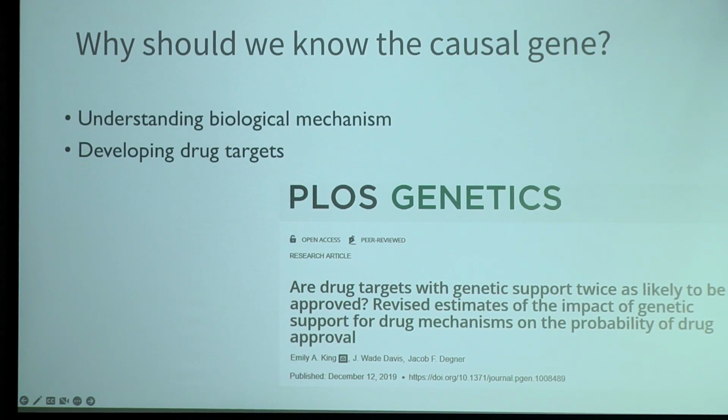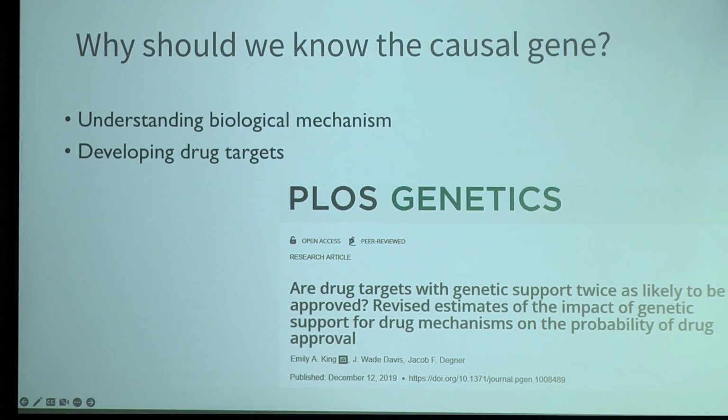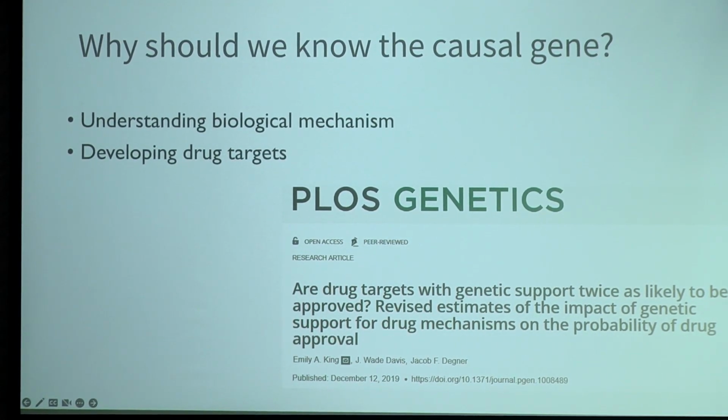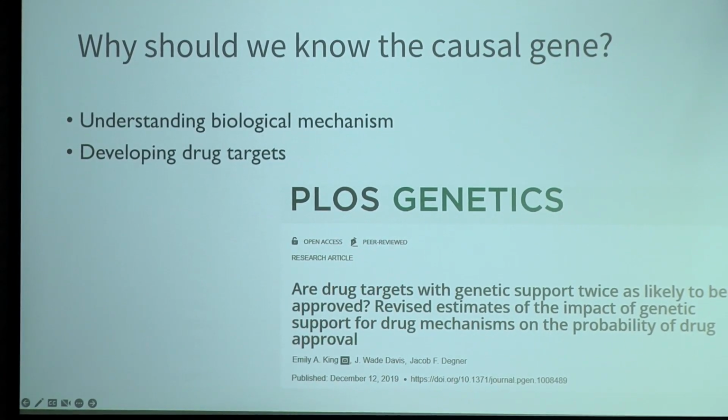Answering these is important. Again, knowing the causal gene helps us understand the biological mechanism of these phenotypes we're studying. And again, as Ramesh said, there are these studies showing that genes with genetic support are twice as likely to be approved in clinical trials. So understanding the causal gene is a particularly important result that we want from a GWAS.